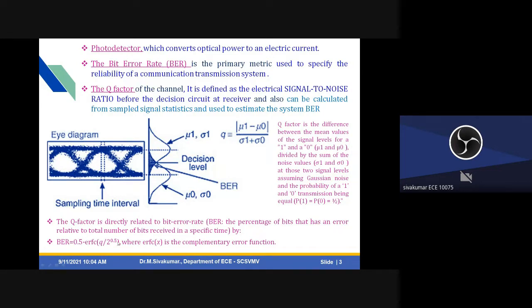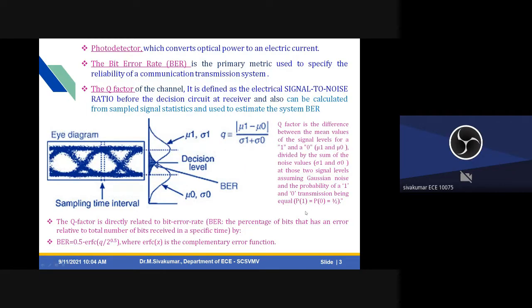The photodetector converts optical power to an electric current, and bit error rate is the primary metric used to specify the reliability of a communication transmission system. The key factor of the channel, the electrical signal to noise ratio before the decision circuit at the receiver, can also be calculated from sampled signal statistics and used to estimate the system bit error rate.